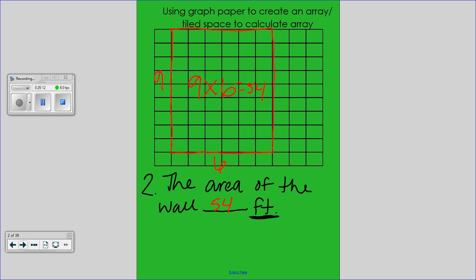It's measuring how many dimensions? 2. So when you write square feet, technically this should be 54 feet squared. That's how you write squared. You put a little 2, which makes sense because we use how many dimensions? 2. And a square has width and length. Does that make sense? Yep.